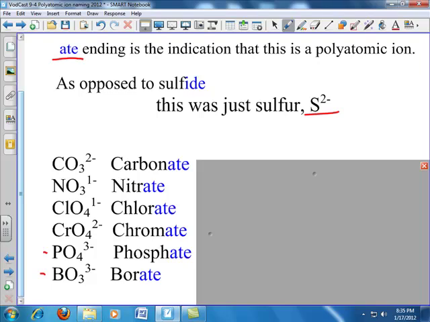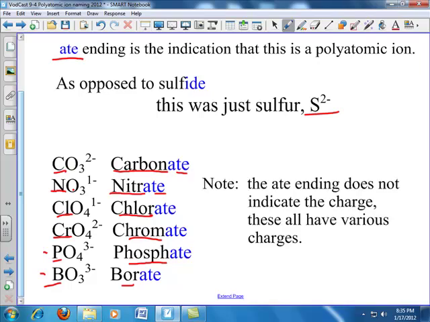I'm going to point out another little thing. Notice that carbonate has carbon in it, and oxygen. Nitrate has nitrogen and oxygen. Chlorate has chlorine and oxygen. Chromate too. All these polyatomic ions have oxygen in them. Now, not all polyatomic ions have oxygen, but ones that end in ATE do have oxygen, and the name is basically the other element that it's with. Phosphate, phosphorus; borate, boron, excuse me.